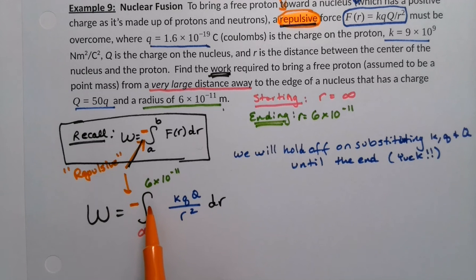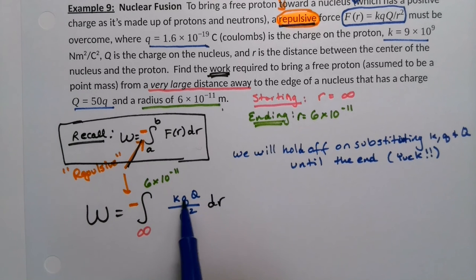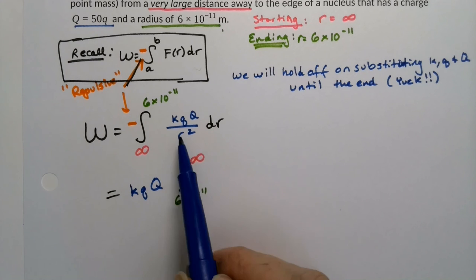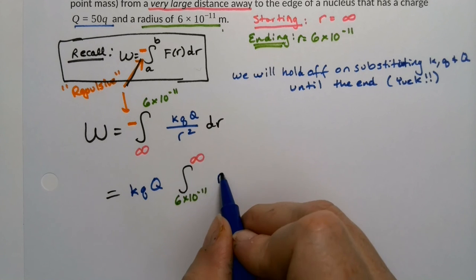One way or another, we have to make it negative to make it repulsive, which is fine because K, Q, and Q are constants, so I can just pull them out. So K, Q, Q come out here. One of the many reasons I can hold off on putting those suckers in. And then I'm going to reverse my limits of integration. And when I do so, the negative disappears. Nice, huh? Now the only thing that's left in here is r to the negative 2.